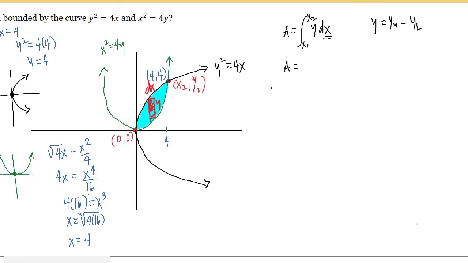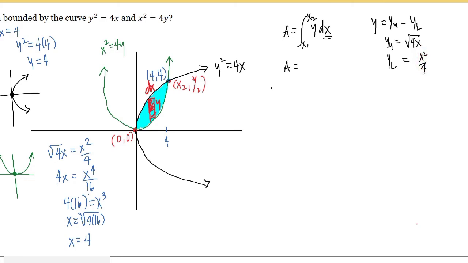So, identify muna natin yung y up. Yung y up natin ay ito yung block, no? So, yung block, that is the square root of 4x. Tapos yung y low natin, itong green, no? That is equal to x squared over 4, no?